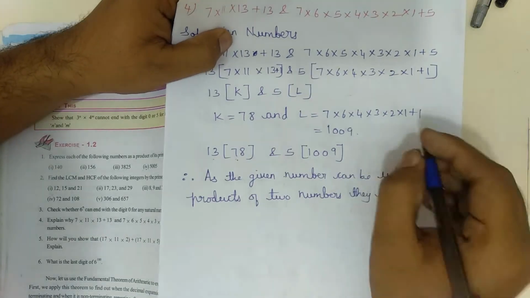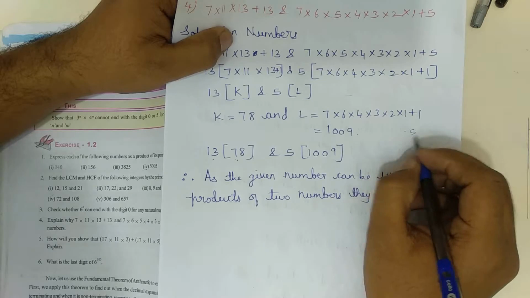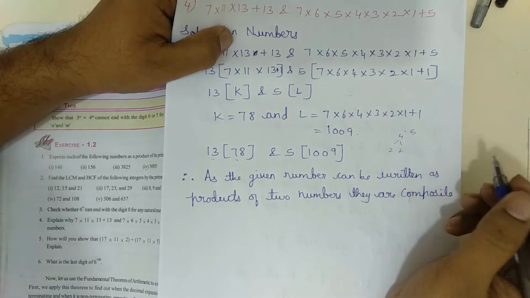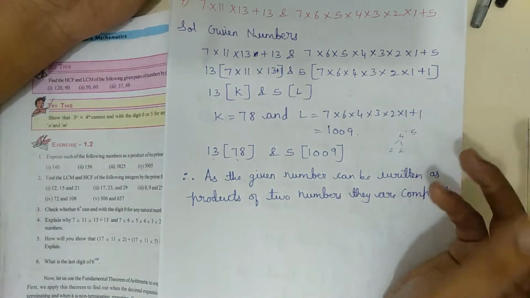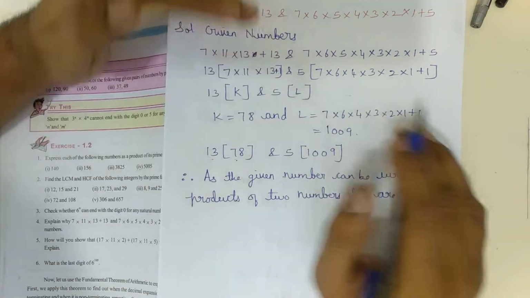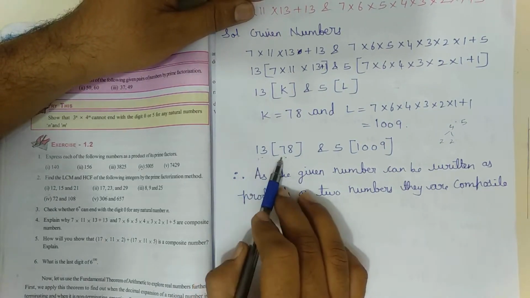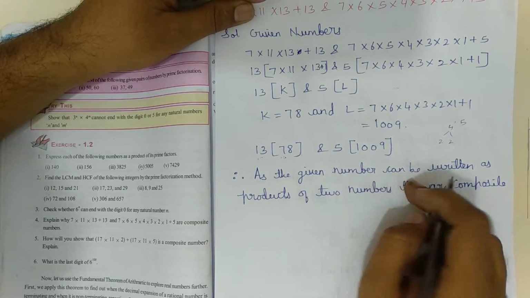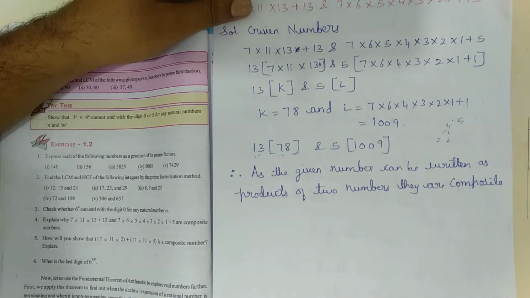Okay, we can take an example. You cannot write 5 as a multiple of two numbers, can you? No. You can write 4 as a multiple of two numbers, 2 into 2. So when you can write a number with two multiples, then that number becomes a composite number. But for a prime number, you cannot write it as a product of two multiples. That's why, as the given number can be written as the product of two numbers, this number is a composite number.